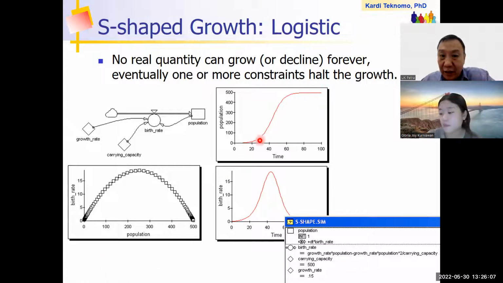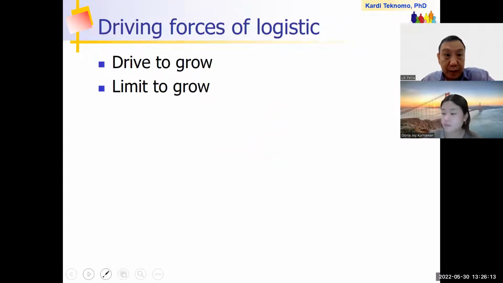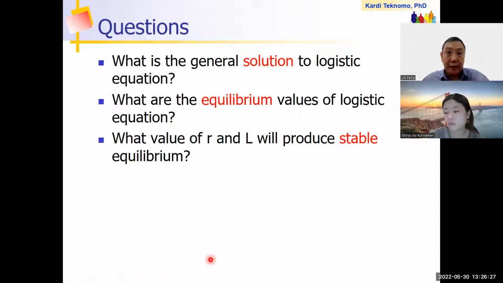By the tangent, the gradient, you will know where you are over time. There are two driving forces of the logistic. Why are they doing like that? One is the drive to grow, to go up, and then there is a limit to grow, which is the capacity. Then, as usual for any difference equation, there are three things you need to ask. One is the solution, second is the equilibrium, and the third is stability. So what do you think about the solution of that logistic equation?